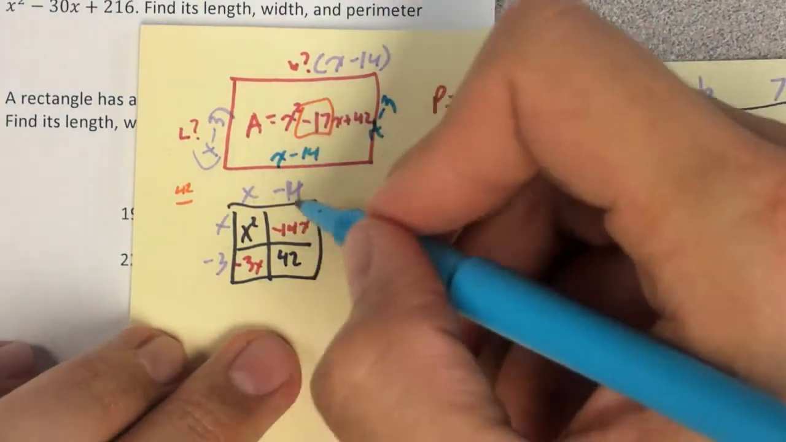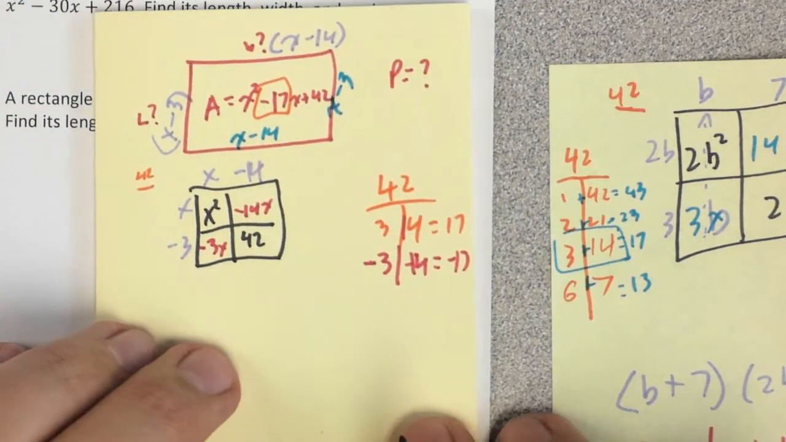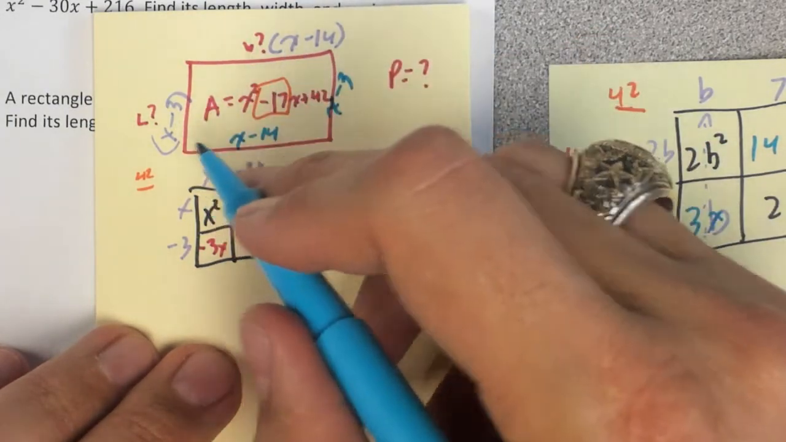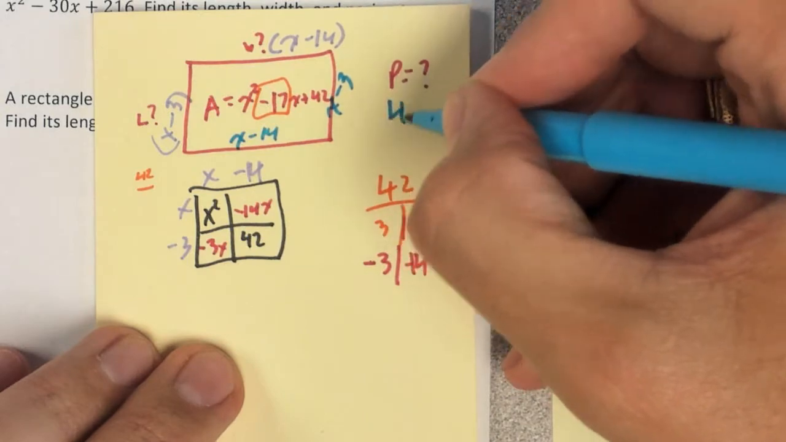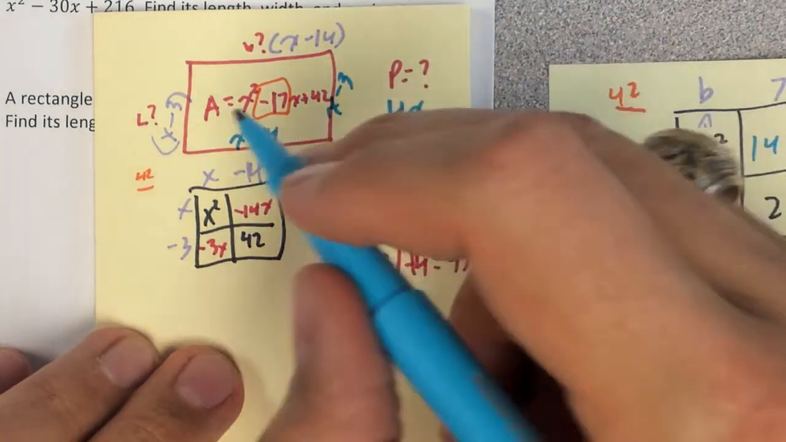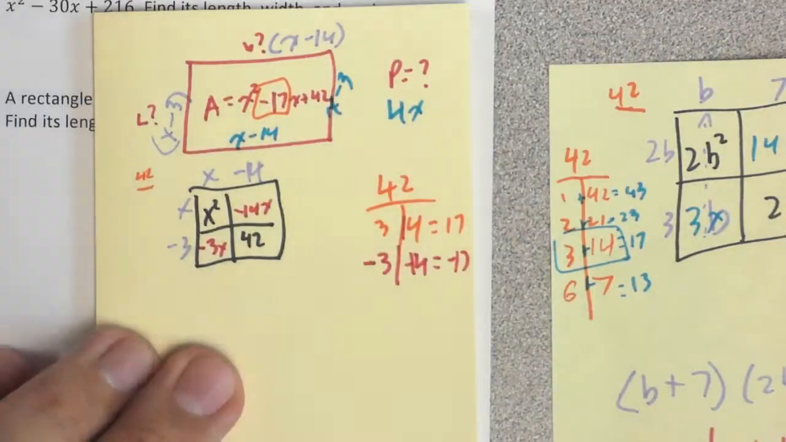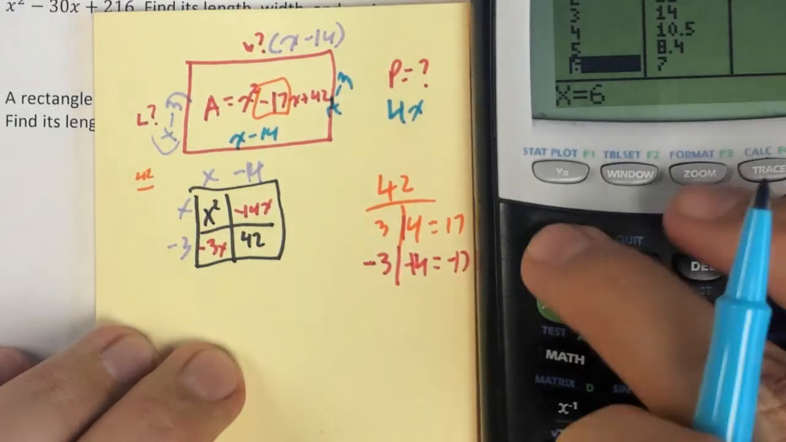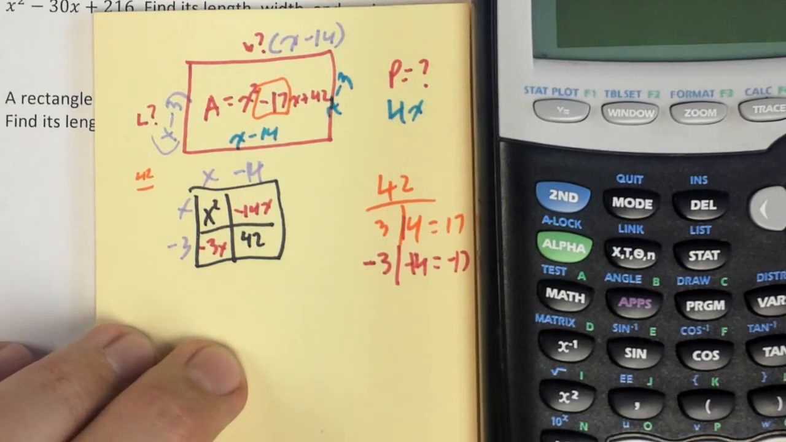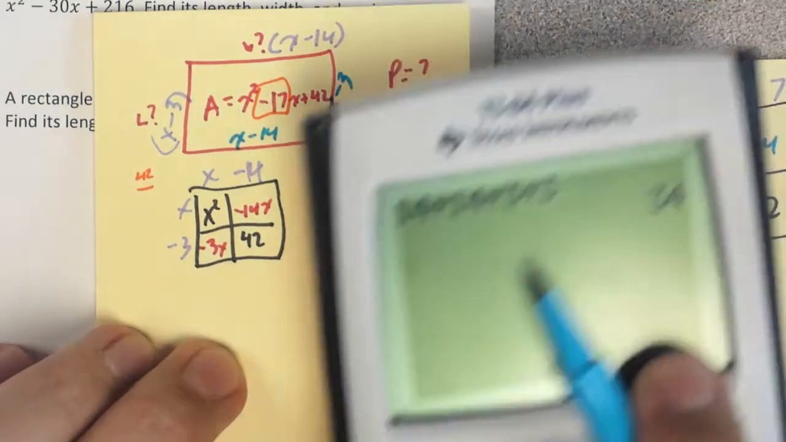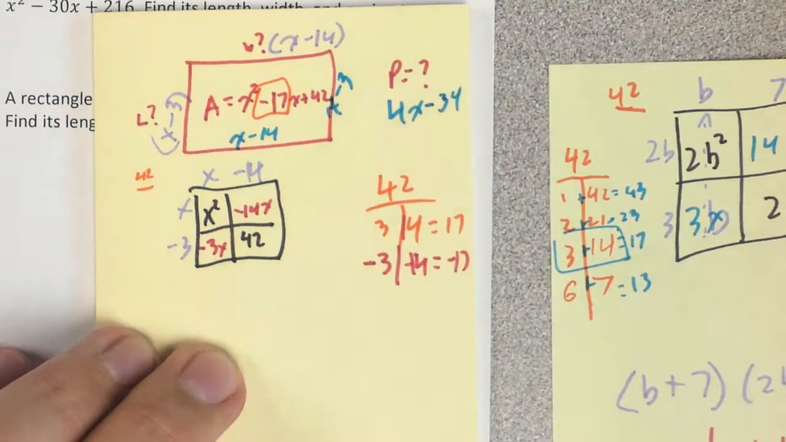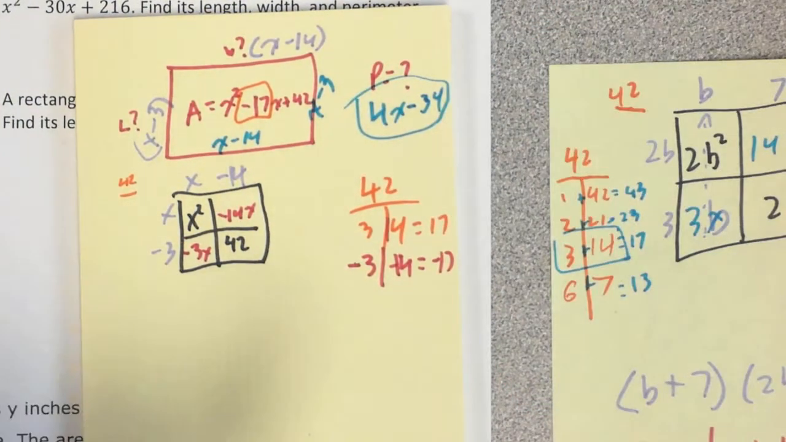Okay. So when I'm doing the perimeter, I'm going to add all those up. My hint for the perimeter is add all the x's. X plus x plus x plus x is 4x. And then negative 14 plus negative 14 plus negative 3 plus negative 3. So we have 14 plus 14 plus 3 plus 3, and we get negative 34. Minus 34. And that's my perimeter.